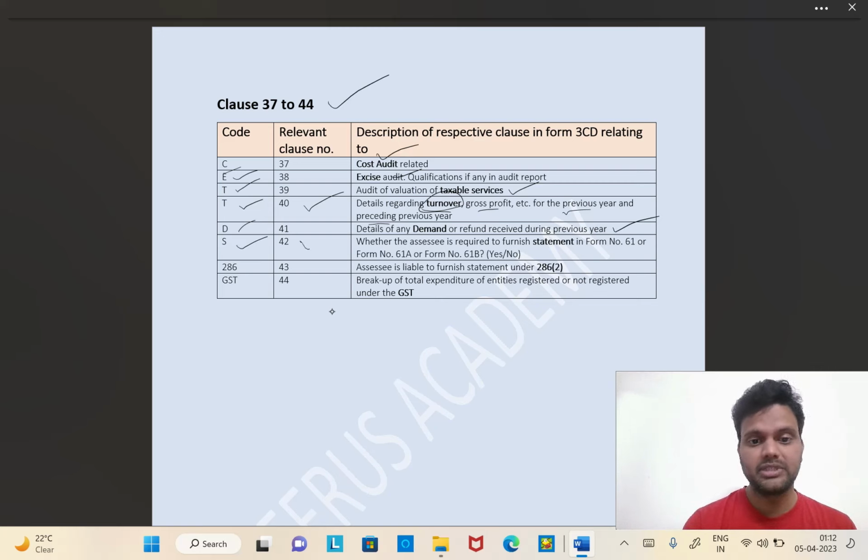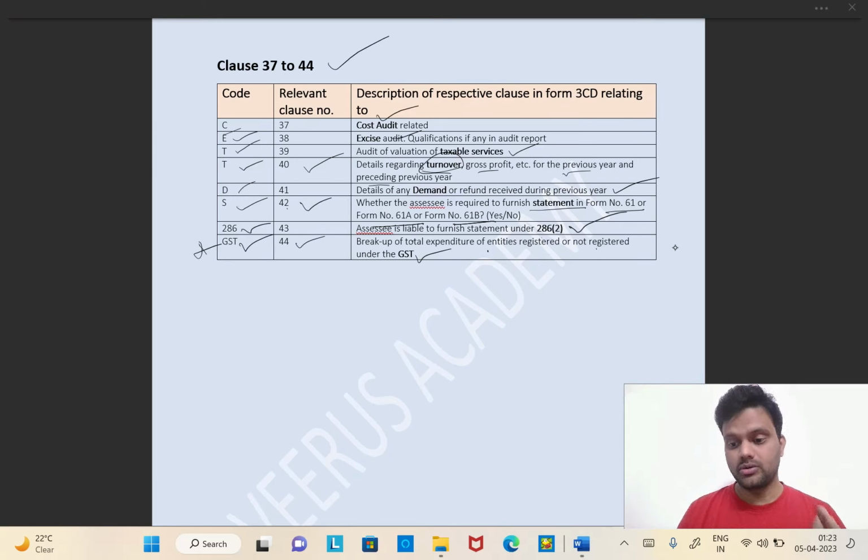Then S means clause 42: whether the SSE is required to furnish a statement in Form number 61, 61A or 61B. If the SSE needs to furnish any statement under these forms, that is covered under clause number 42. Then 286: SSE is liable to furnish a statement under section 286 subsection 2. So I directly use the code of section 286 here to remember quickly. Then the last clause, which I think is important: GST, clause number 44. Breakup of total expenditure of entities registered or not registered under GST. That's all about clause number 1 to clause number 44.